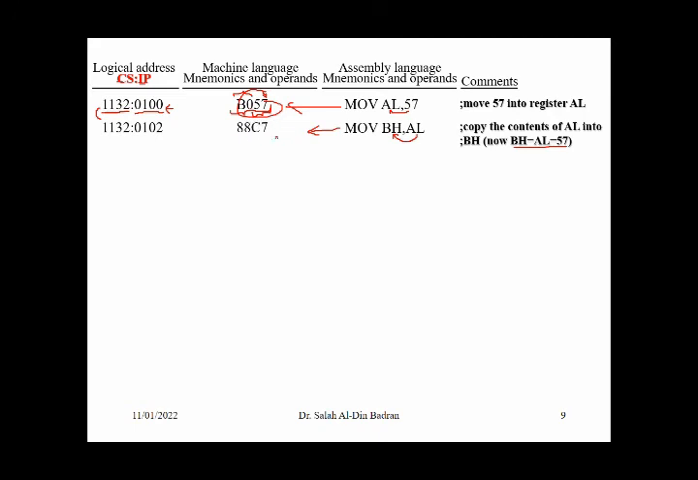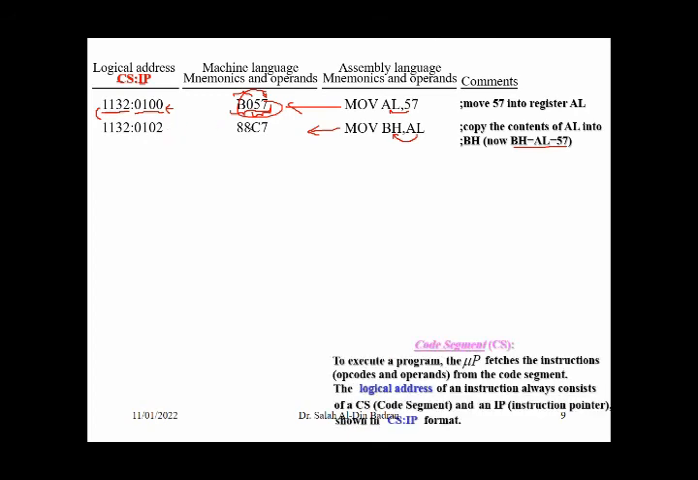We'll see it now. This is the code of the next instruction. The computer understands this code. So this means this instruction will be saved also inside two locations, as we will see now. In the code segment, to execute a program, the microprocessor fetches the instructions, opcode and operands from the code segment. The logical address of an instruction always consists of CS and IP, the offset.